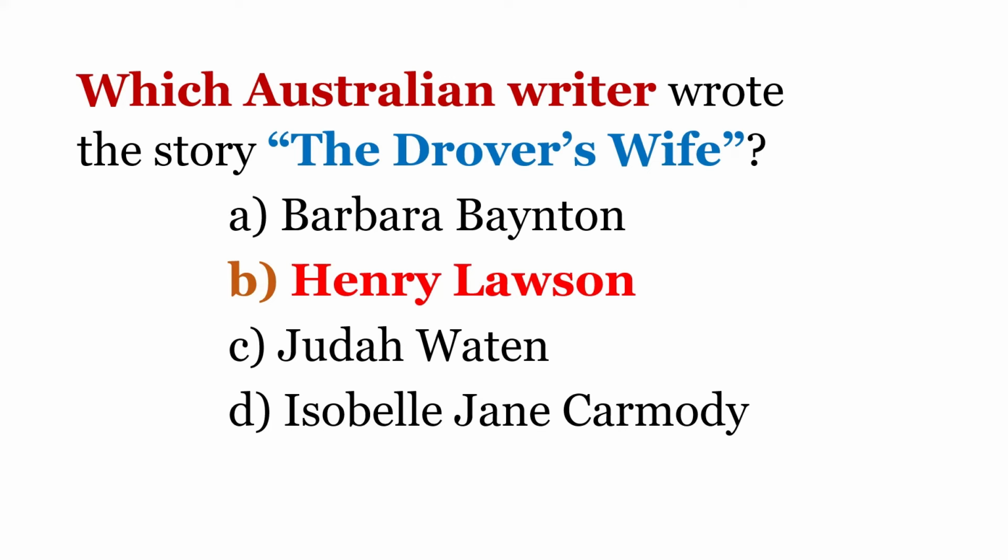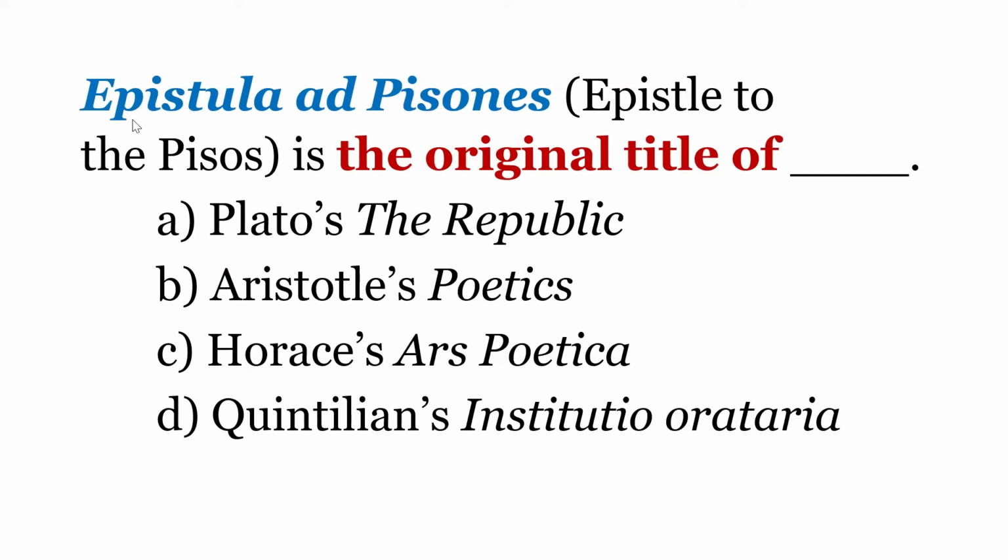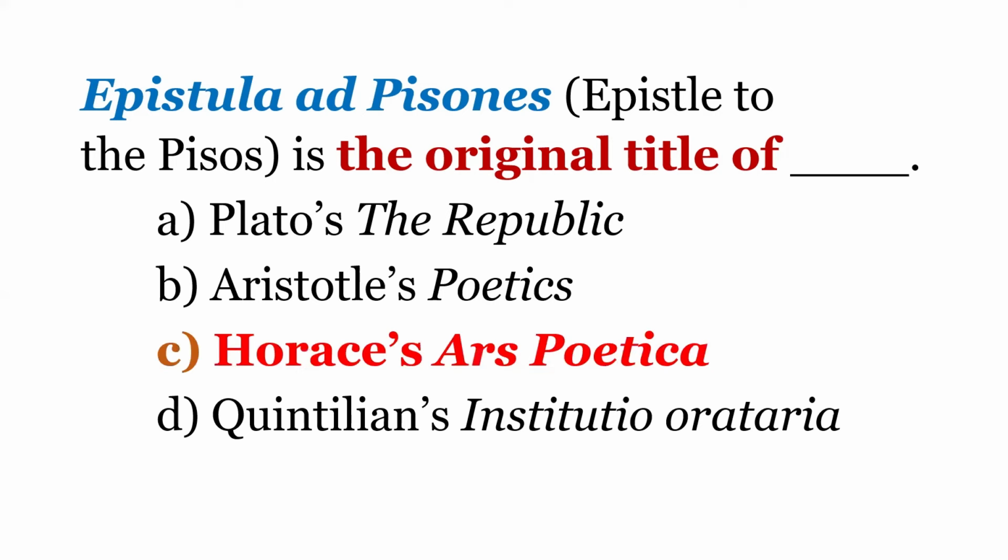Next question. Epistula ad Pisones, or Epistle to the Pisos, is the original title of option A, Plato's The Republic; B, Aristotle's Poetics; C, Horace's Ars Poetica; D, Quintilian's Institutio Oratoria. Answer C, Horace's Ars Poetica.